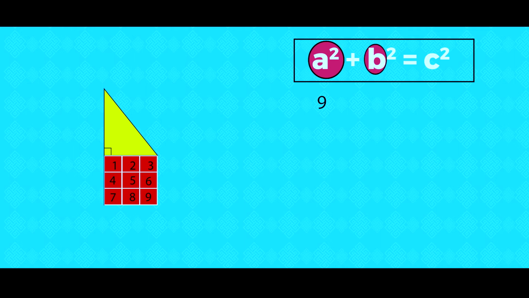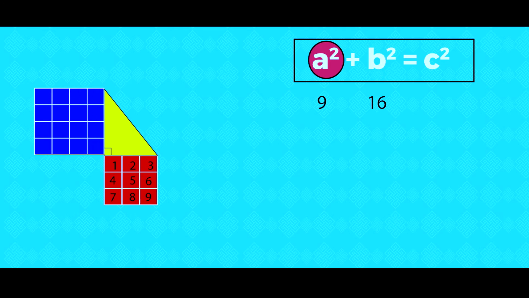Next, let's look at the opposite side length, that is 4 units long. Squaring 4 means multiplying 4 times 4, which equals 16. Again, the geometric equivalent of this is a square covering a total area of 16 units.